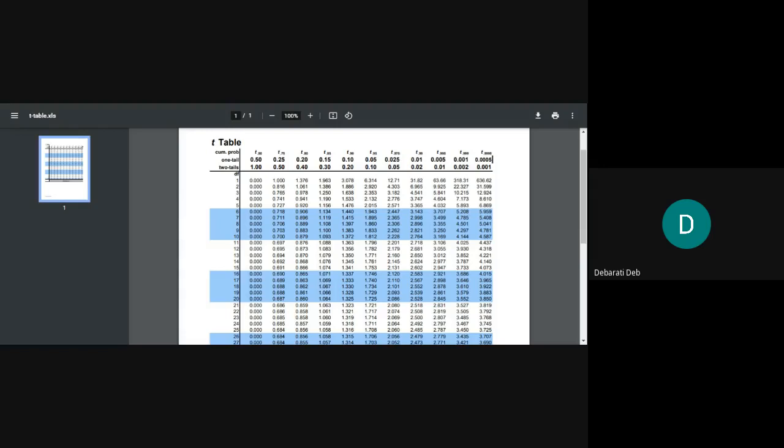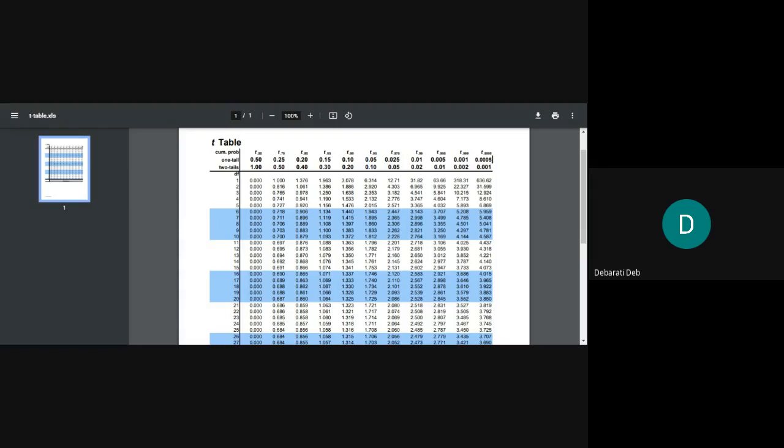In 0.05, because suppose we are seeing at 5% level of significance, so we will have to check this column. We will go to this column till 19 degrees of freedom. The value is how much, Shital? Ma'am, it's 2.093. Yes, exactly, 2.093.